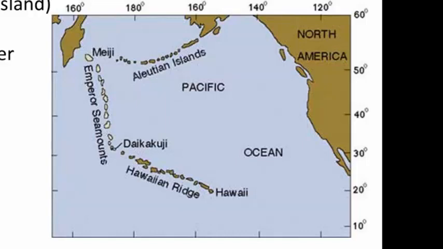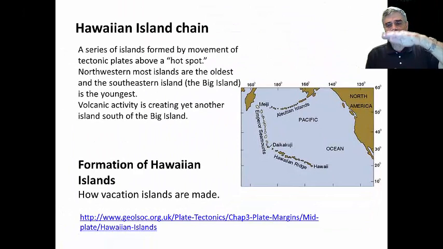And geologists believe that they are formed as a result of the Pacific tectonic plate moving over what is called a volcanic hotspot. As the Pacific plate moves over this hotspot, the volcanic activity erupting through the Pacific plate forms an island. And then the plate moves a little further and it forms another island. In fact, there's evidence that yet an additional island is being formed or will be formed in the future southeast of the Big Island. So in this video, we're going to show how vacation islands can be made, the formation of the Hawaiian Islands.